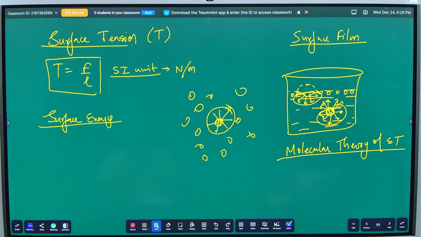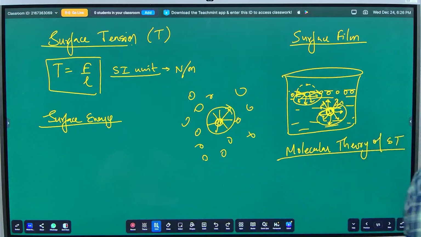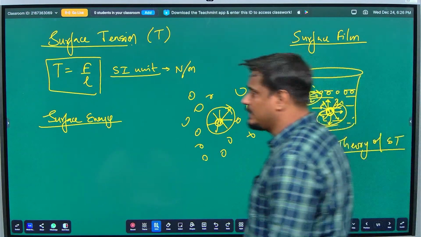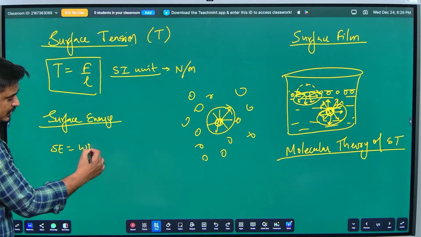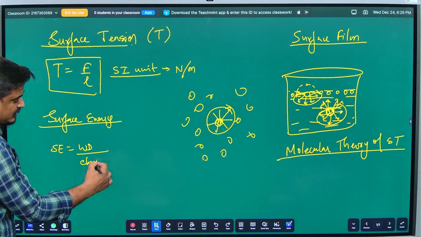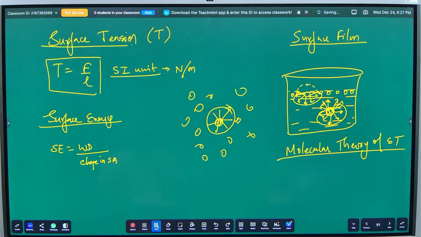Mathematically, it is defined as work done per unit change in surface area. Surface energy is work done per unit change in surface area.